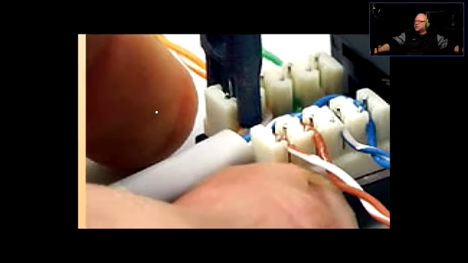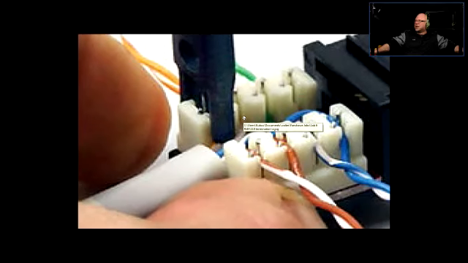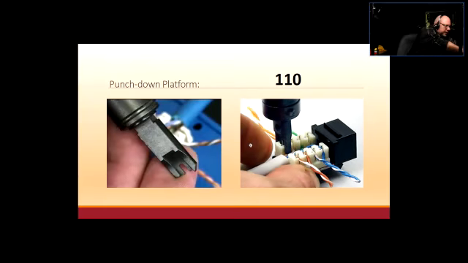Okay? And basically, the connectors come in different shapes, but that's basically what the punch-down action looks like when we're using 110. The conductor here is being pushed down, and the knife, which is on the other side, is going to cut off the remaining part of the wire. Again, those platforms are not interchangeable.